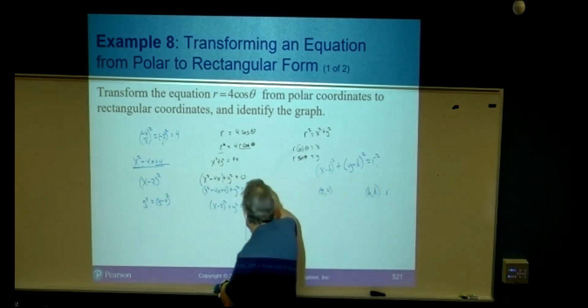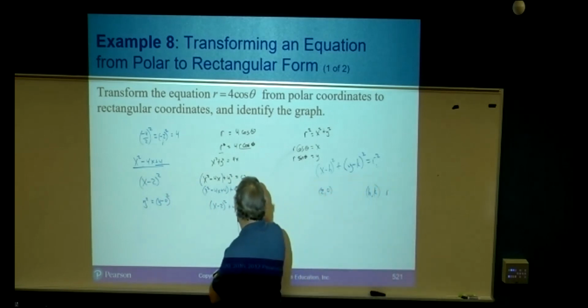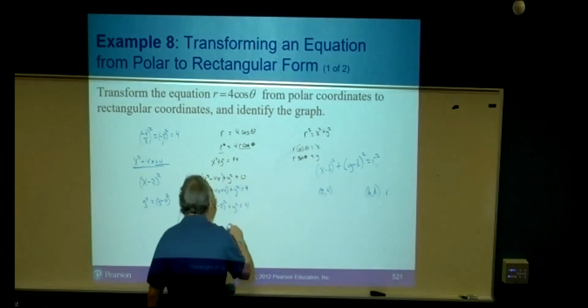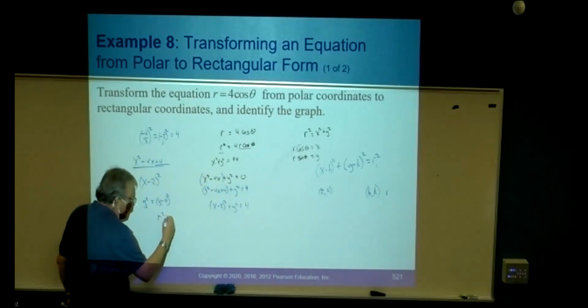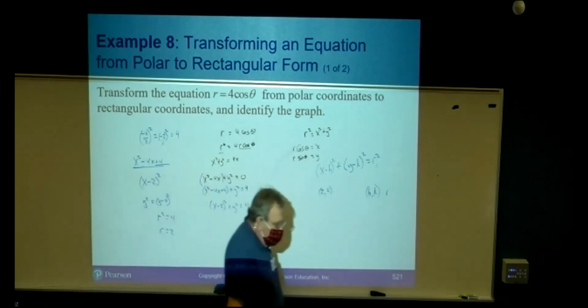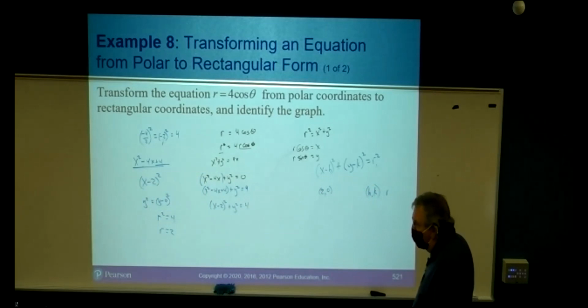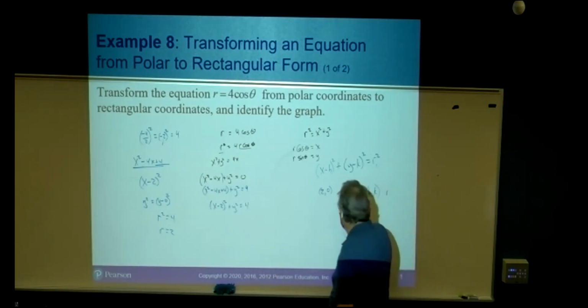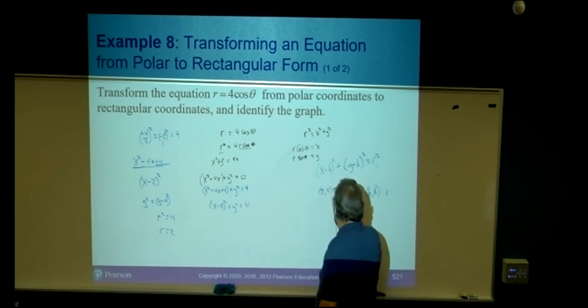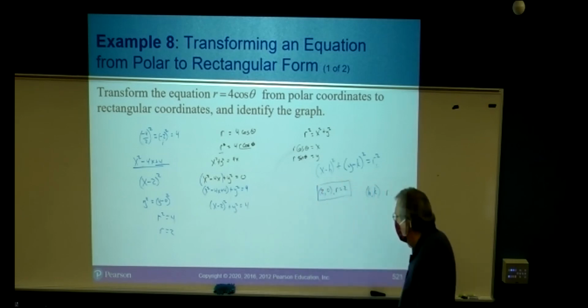Oh, I forgot that I added a 4. I had to add the 4 on the outside. I didn't do that. And so this means that r squared is 4, so that means r is 2. And in this case, r is always going to be positive, so when we take the square root, we want the positive square root. So r is a positive 2. So it's a circle centered at, I mean at 2, 0 with a radius of 2.